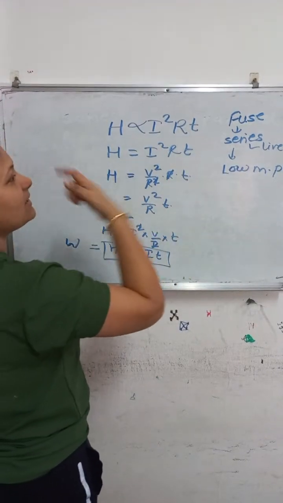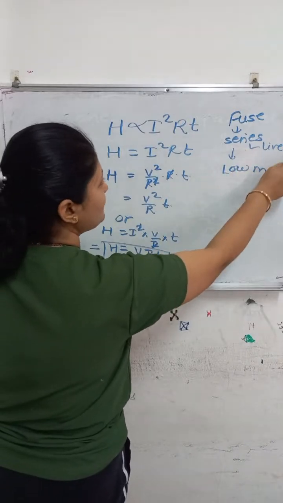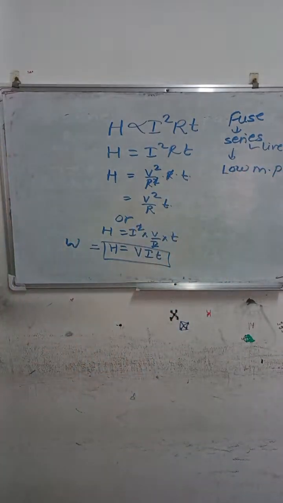Okay, that means it has a higher capacity than the other electrical appliances, and it is connected in series with the live wire. And they have what? A low melting point, and a current capacity slightly higher than the other appliances. Can you get up to here? Take a screenshot of this.